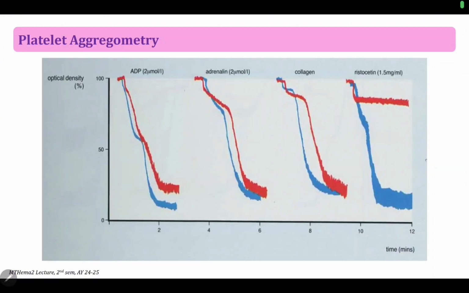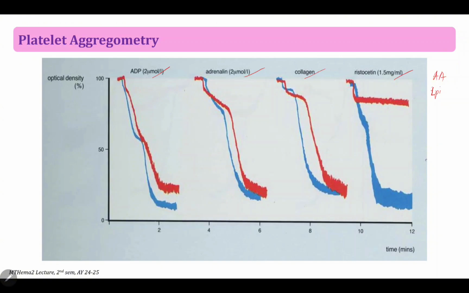So, in this example, you can see different agonist results. We have ADP, adrenaline, collagen, and ristocetin. Now, aside from these agonists mentioned, we also have other agonists such as arachidonic acid and epinephrine. Okay, I think we have encountered them in laboratory cases.